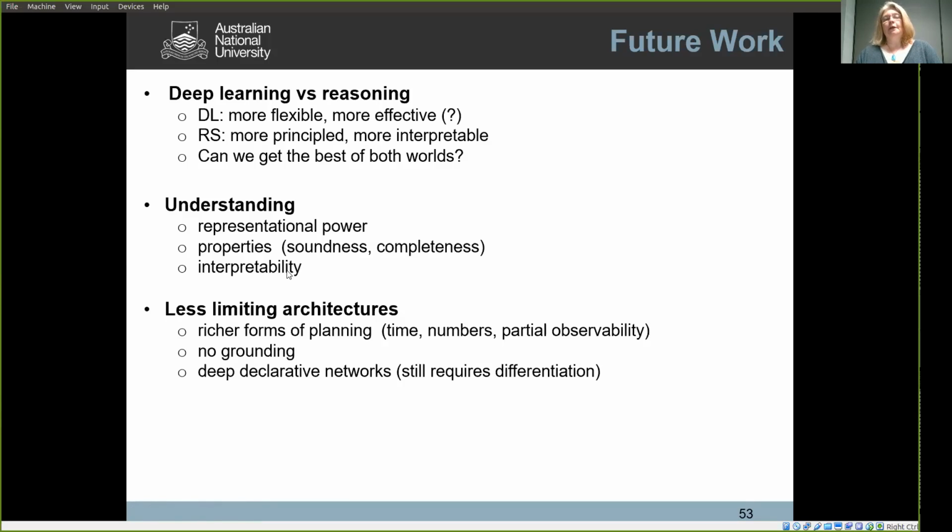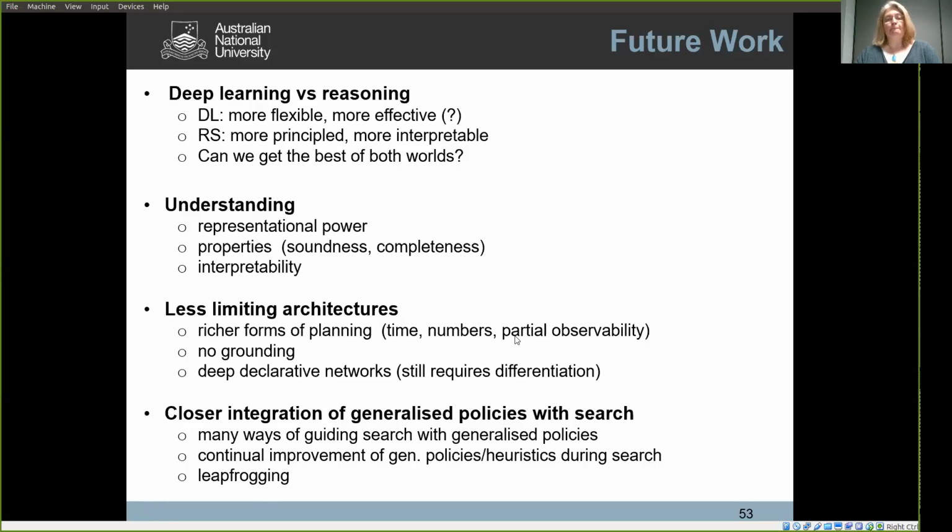I'm also interested in removing some of the limitations of the current architectures, in particular grounding in things like ASNets, and looking at richer forms of planning, partial observability, time, numeric planning, etc. And finally, I think there's really a lot to do in terms of much more closely integrating generalized policy learning with search. So first of all, there are many ways of guiding search with a generalized policy, and it's not just with Monte Carlo tree search or even with systematic backtracking search. You could imagine doing that with large neighborhood search, for instance.